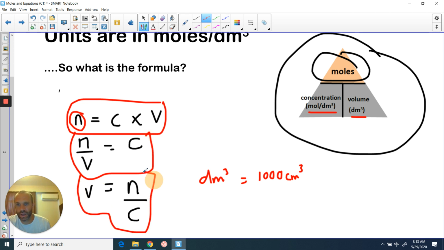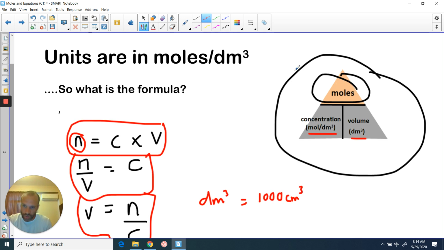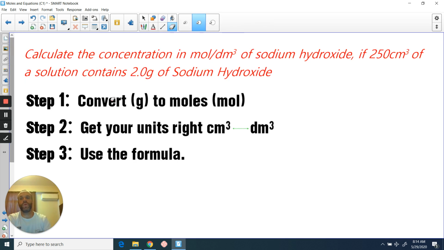Now, a lot of the time you will have questions that involve using this equation that are based on data that you've got from titrations. And that's why I made you watch that YouTube video in yesterday's class, to understand how to do a titration and how you use titration data in order to do calculations. So here's a very simple example.